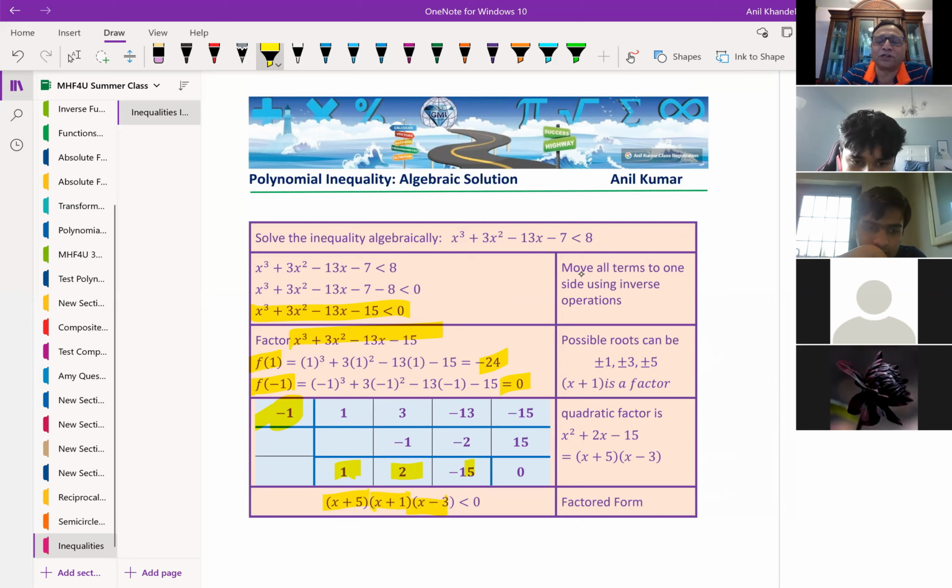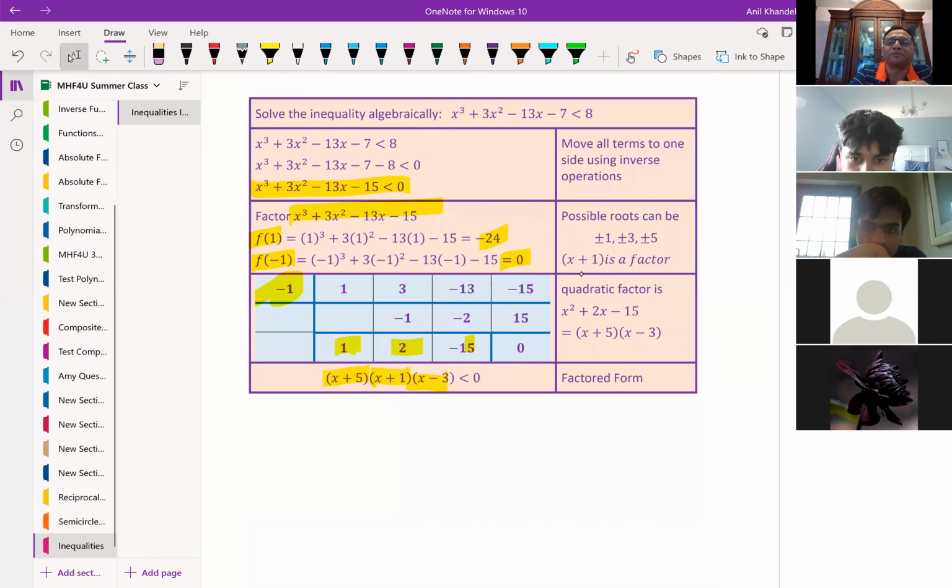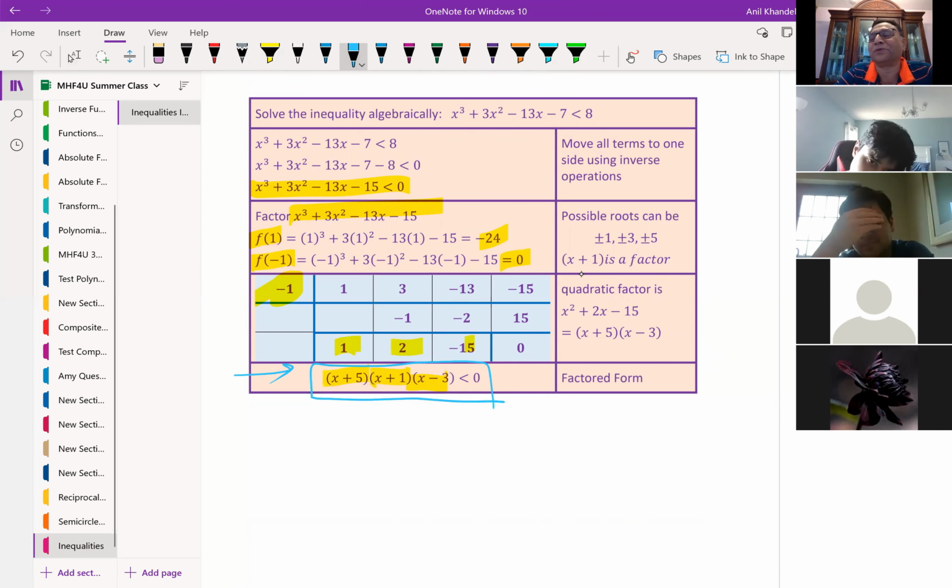Can you tell me the solution now, please? That is the factored form. How will you find the solution from here? Yes, Ankita, can you help me? From here, how do we get the solution of this particular inequality, which is given to us in factored form? Yes, Ankita. Okay, Hamza, can you tell me, how will you get the solution from this equation?